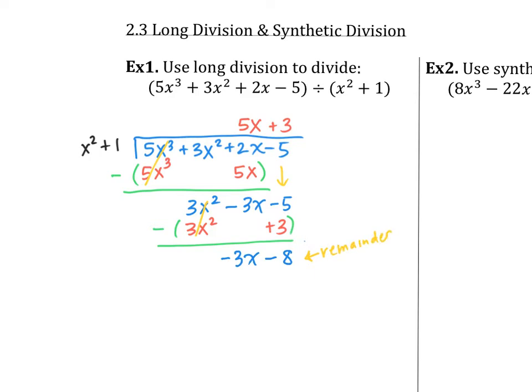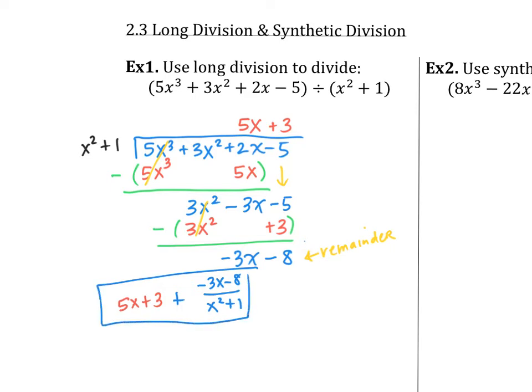When we write our answer, we typically write it as a mixed fraction. So when we divided, we got 5x plus 3, so I'm going to write 5x plus 3. Then I have a remainder of negative 3x minus 8. One way to write this would be negative 3x minus 8 over x squared plus 1. That's a good answer like this.